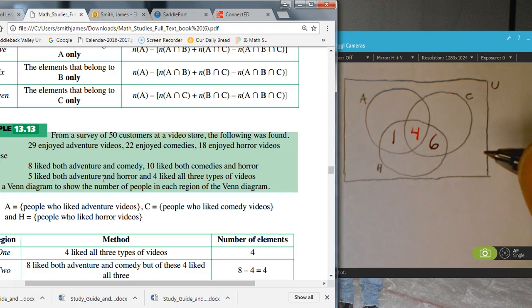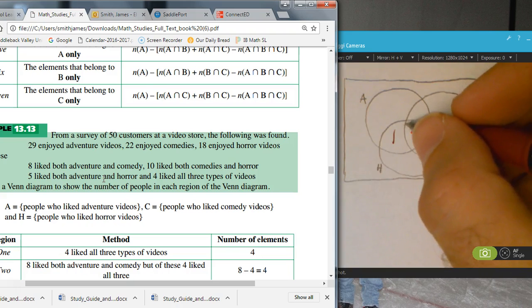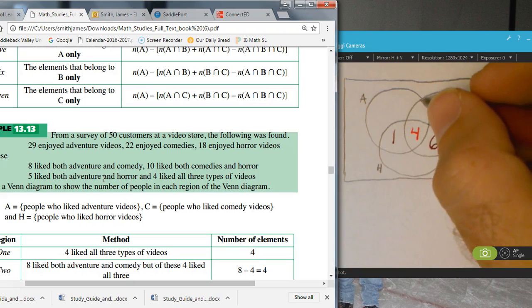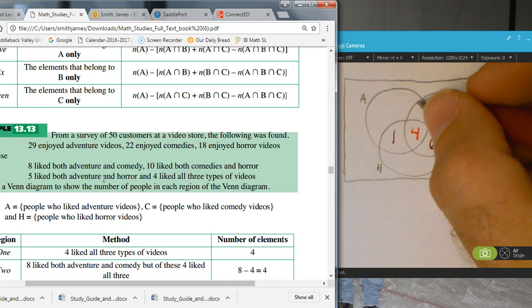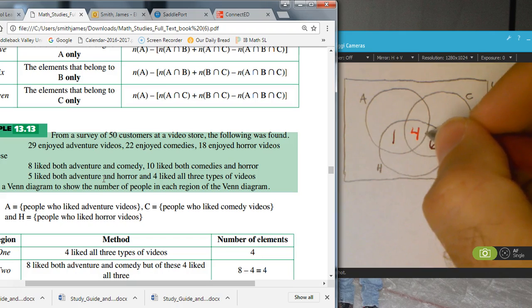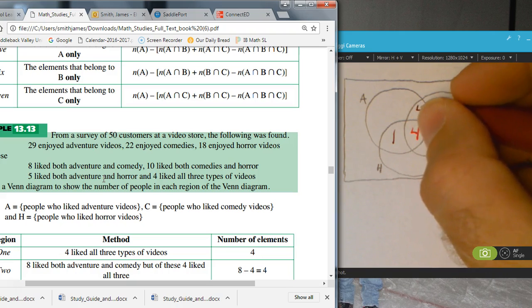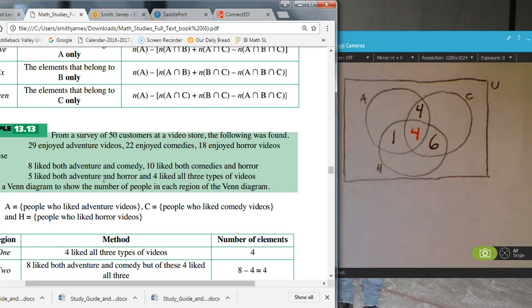And then it says 8 liked both A and C. So right here is the area where A and C overlap. So notice that area. And it says that there is a total of 8 people within this area. So again, 4 have already been identified. The remaining 4 would fit right here.